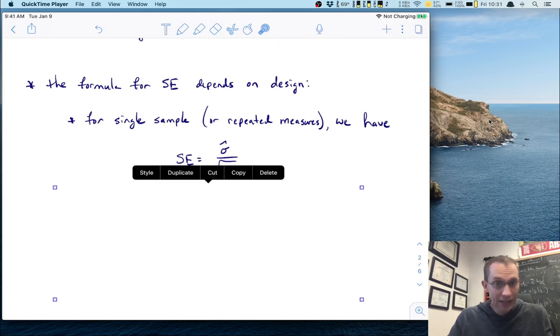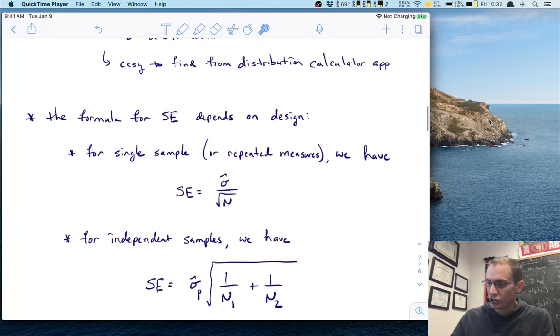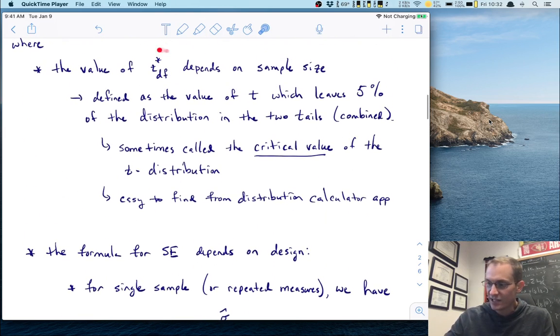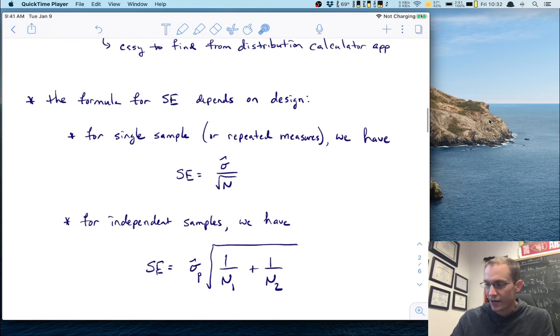But if we have, like in the last lecture where we had 2 independent samples, then we have a slightly more complicated formula for the standard error, and we introduced this formula last time, and it's sigma hat p, the pooled standard deviation, times the square root of 1 over n1 plus 1 over n2. So to solve any problem here, that is to find a confidence interval, we're going to have to find 2 things. We're going to have to find t star df, and we'll find this from our app, and then we're going to have to find the standard error, and the formula for that standard error will either be this one if it's a single sample, or this one if it's 2 independent samples.